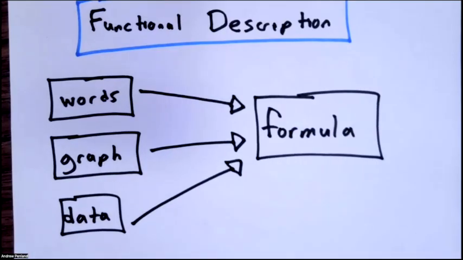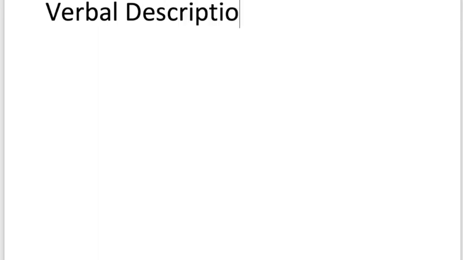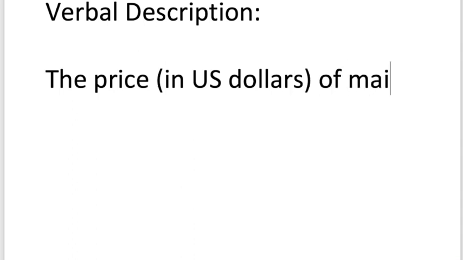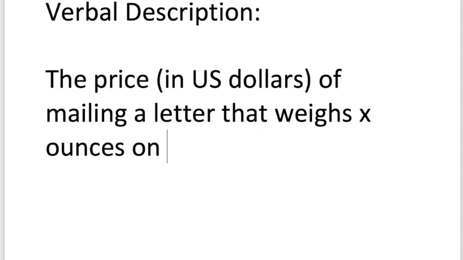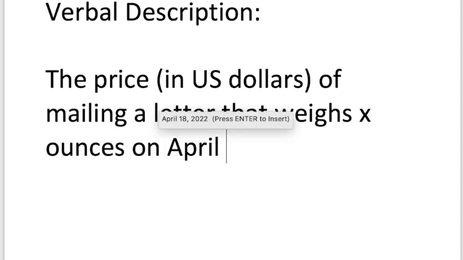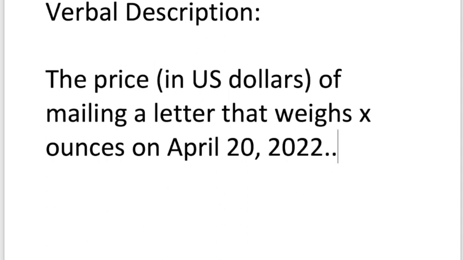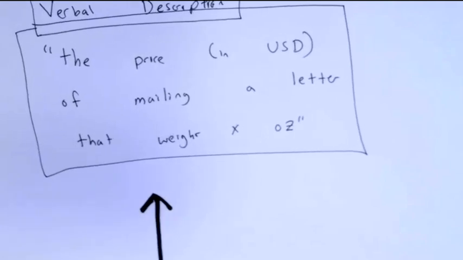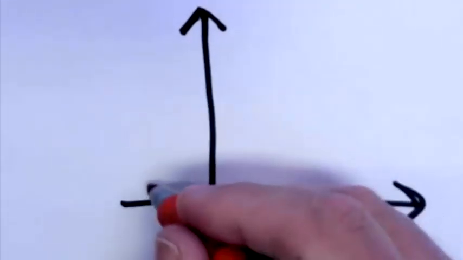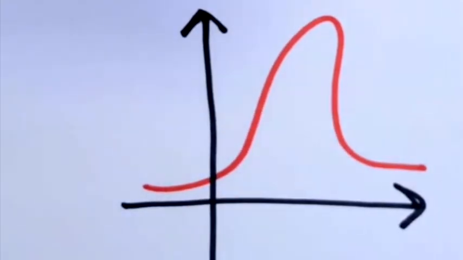You could look at something that began with the description, price in US dollars of mailing a letter that weighs X ounces. This is a verbal description, and your job would be to come up with a formula that matches this description so you could know how much postage was going to cost. Or you could have someone say, I want to know a formula for a function that looks like this. It looks like a sudden spike. Can you give me the formula of something that looks like this?